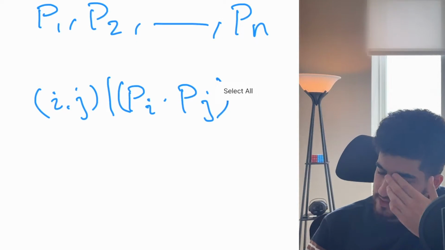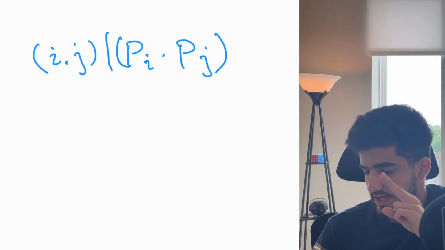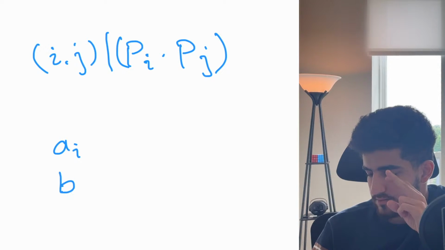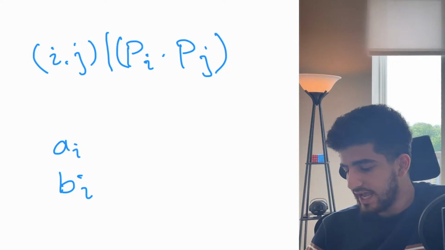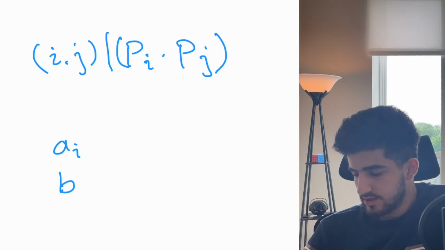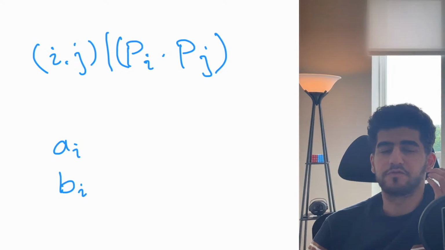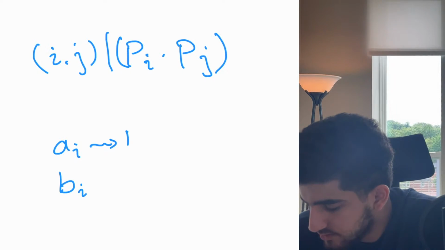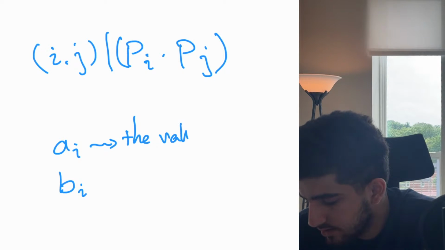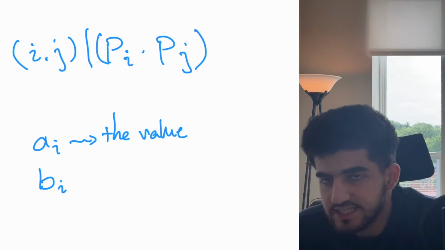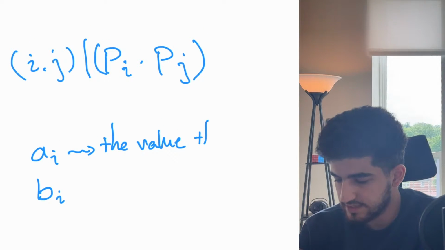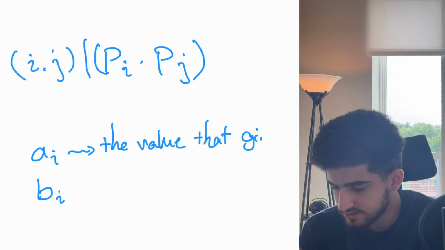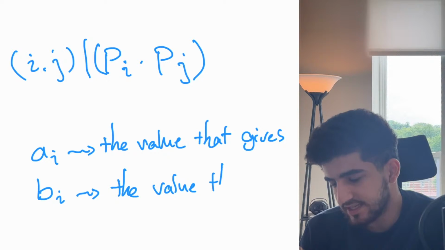Well, first of all, what I do is this. I make two values, a_i and b_i, for each i. Let me tell you the informal definition of them. a_i is the value that this element gives. b_i is the value that this element gets.